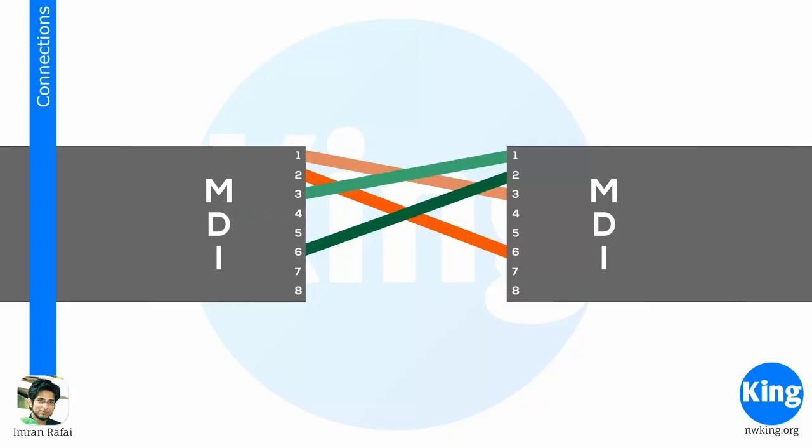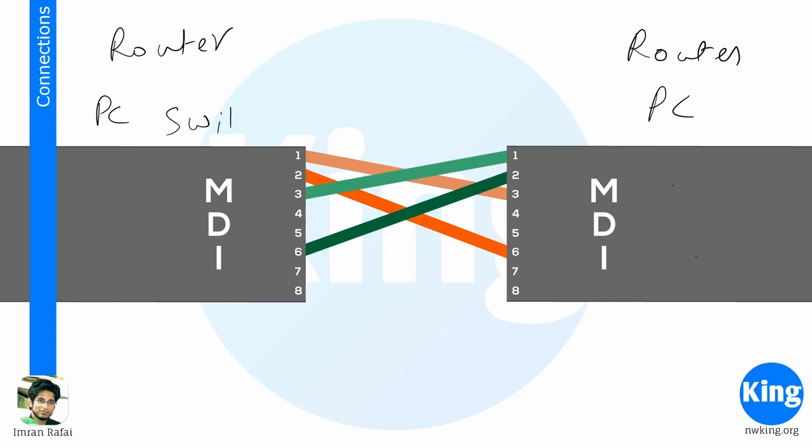Whenever you do MDI to MDI, that is, a PC to PC connection or router to router connection, these are all MDI to MDI connections. In that case, you need a crossover connection. Even switch to switch, the trunk port, you need a crossover cable because they're similar devices. So for MDI to MDI or MDIX to MDIX, you need a crossover cable.